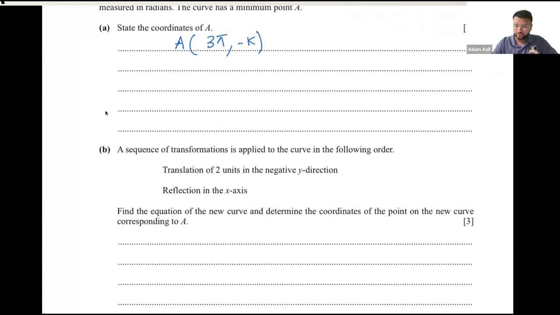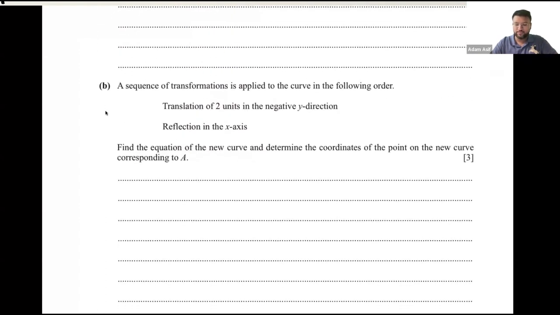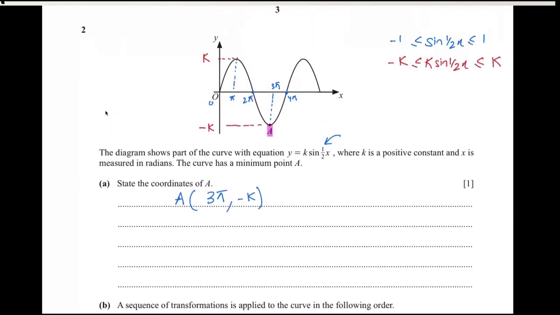Okay? Now, part B, a sequence of transformations. Can you explain the amount of cycles again?